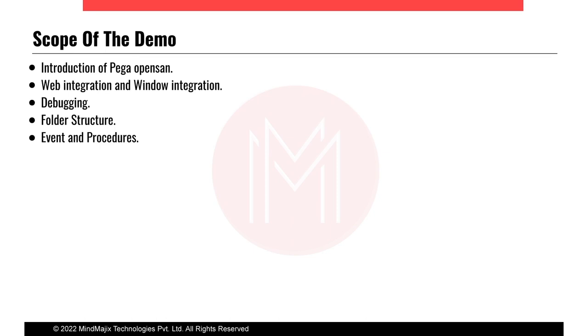The scope of the demo is that we are going to cover the introduction of Pega OpenSpan, web integration and Windows integration, debugging, the folder structure, and event procedures. So this we are going to cover.